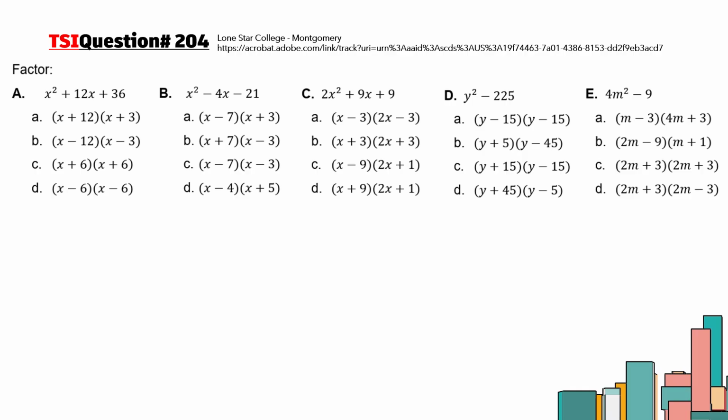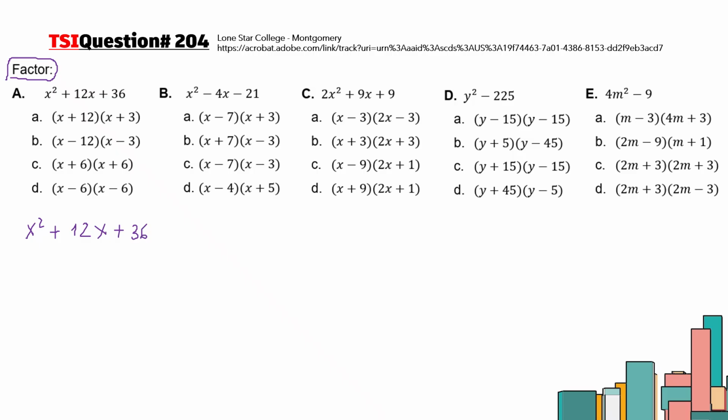So today we will have 4 similar questions. For part A, we will have x squared plus 12x plus 36, and our target is to factor it. So x squared plus 12x plus 36.